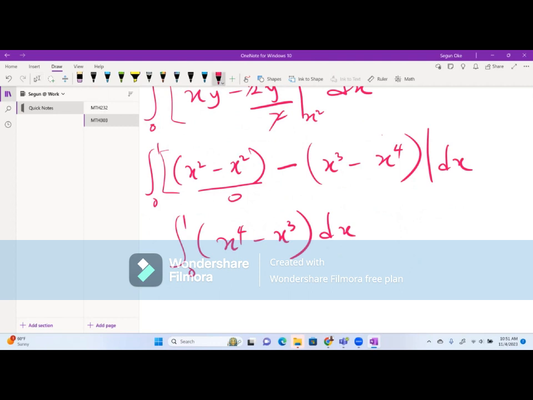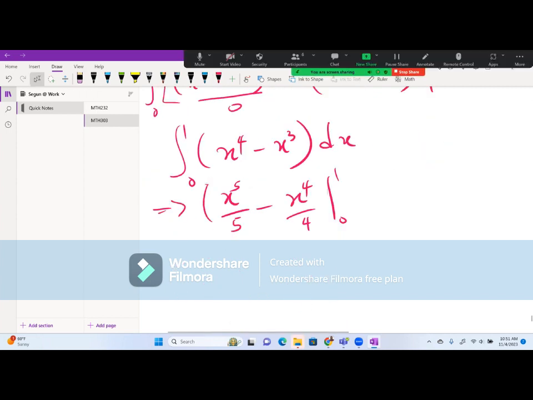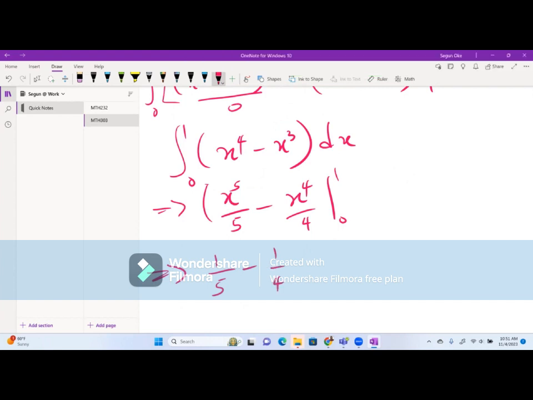So we can integrate this. What do we have when you integrate this? You have x raised to power 5 over 5 minus x raised to power 4 over 4, from 0 to 1. So let's substitute. What do we have? You have it to be 1 over 5 minus 1 over 4. When you do it very well, you have minus 1 over 20.